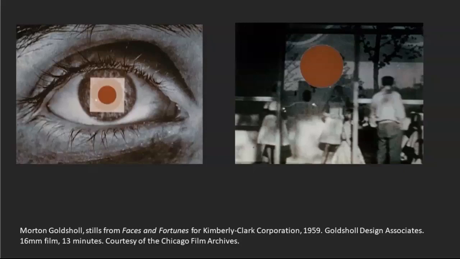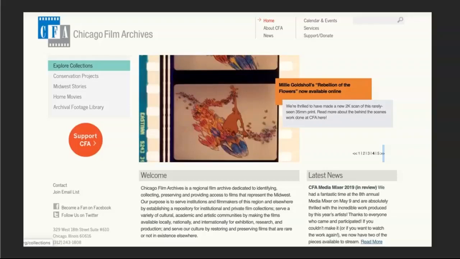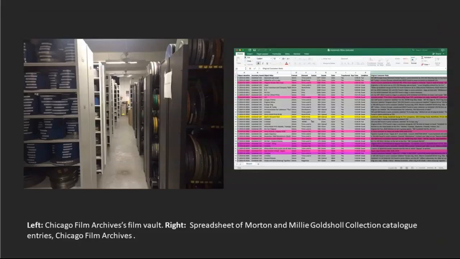And because of this, the Chicago Film Archives was able to make a successful case for its preservation and restoration in 2013 by applying for and receiving a grant from the National Film Preservation Foundation. So we worked really closely with the Chicago Film Archives because they had been the repository, the very earliest repository for this Goldsholl collection after having received this initial gift from Millie Goldsholl. And they were incredibly generous with their time and materials.